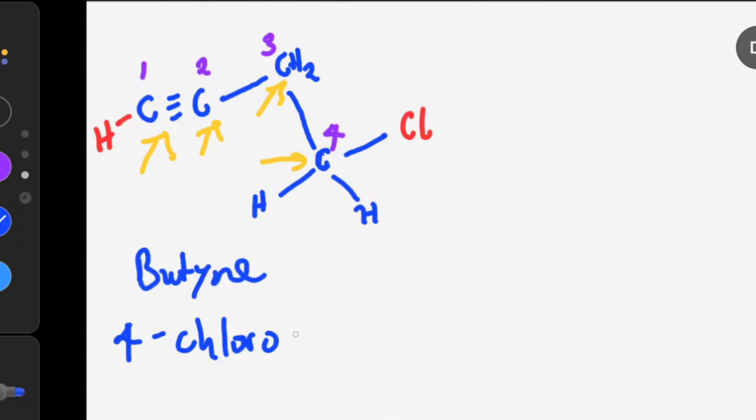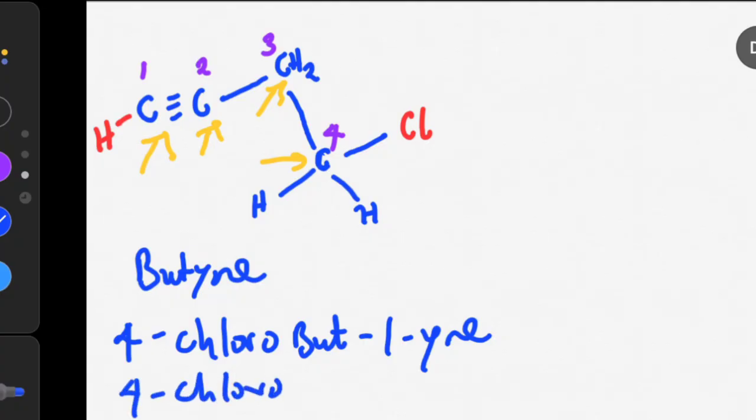So we're going to have both 1-yne. Or you can say 4-chloro-1-butyne. That's still the same thing, all right? So this is how you name it. So basically that's the name to this structure, which you can see there. Now let's take another one.